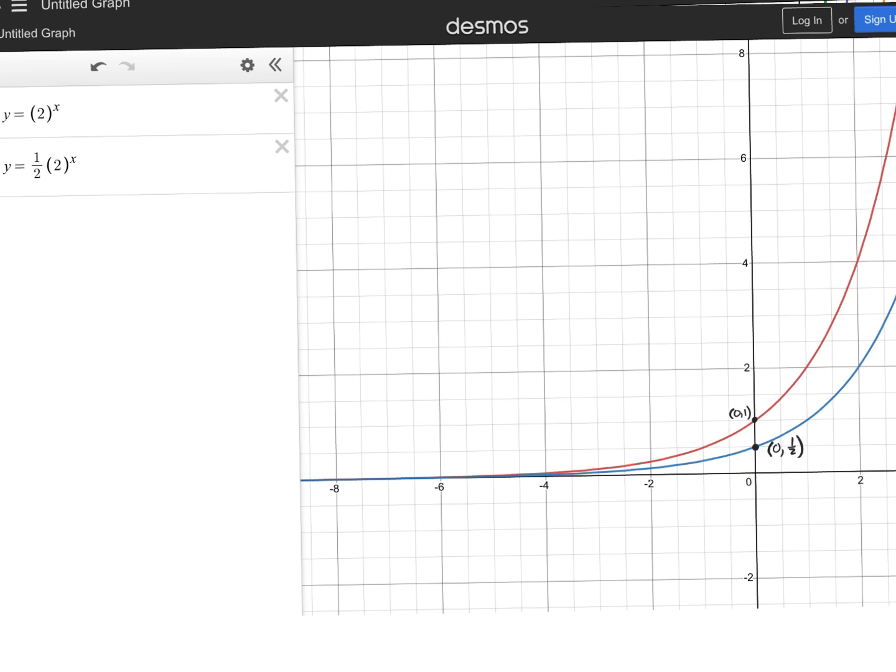Do we understand how the a value affects the graph? Yes? 2 people. Okay, let's move on.